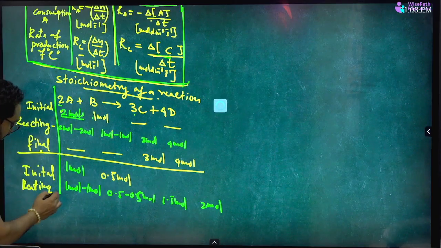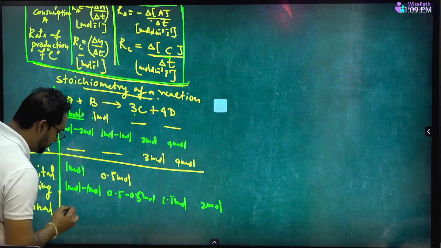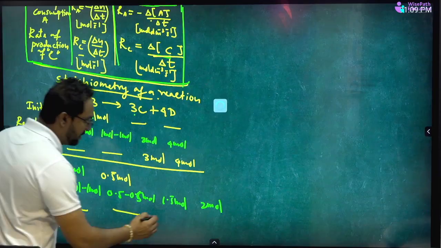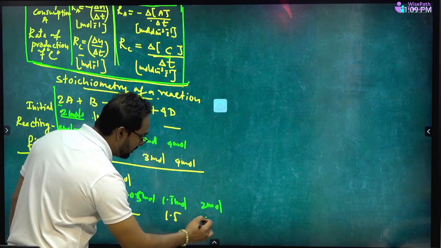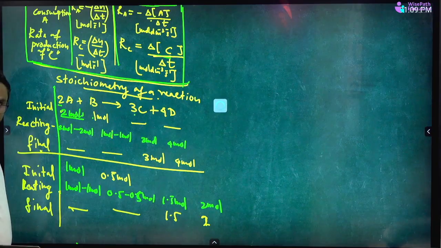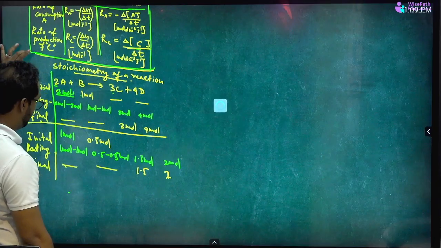So the final will be: A is 0, B is 0 as well, C is 1.5, D is 2. That's the final. Get it? I'll go to another.